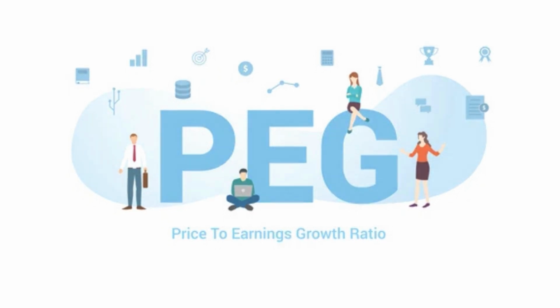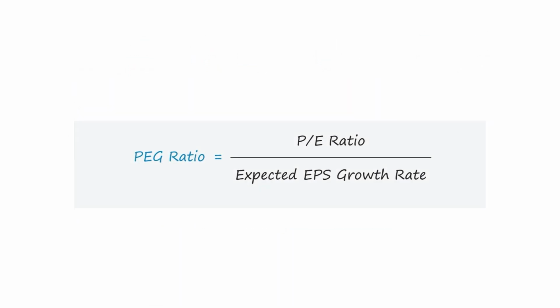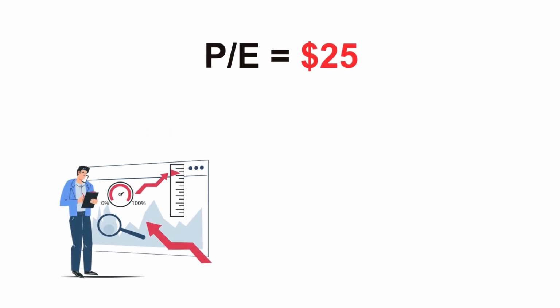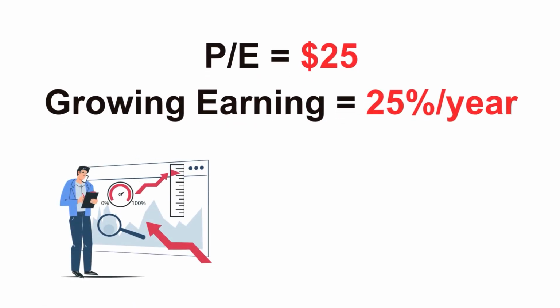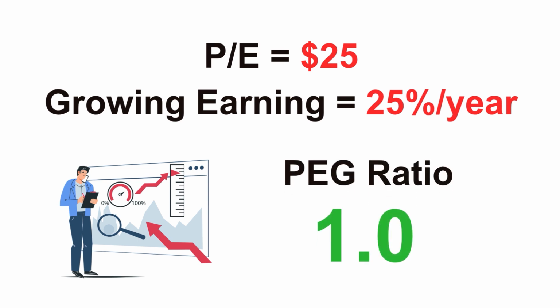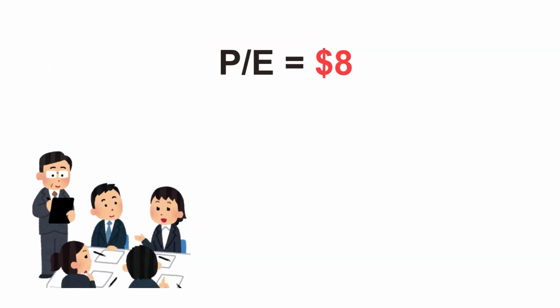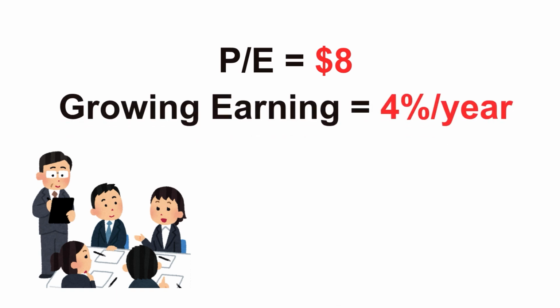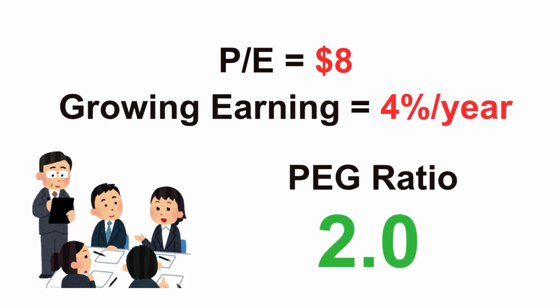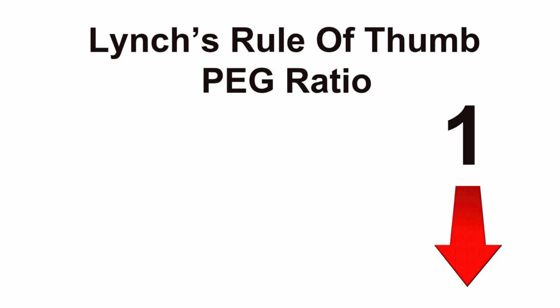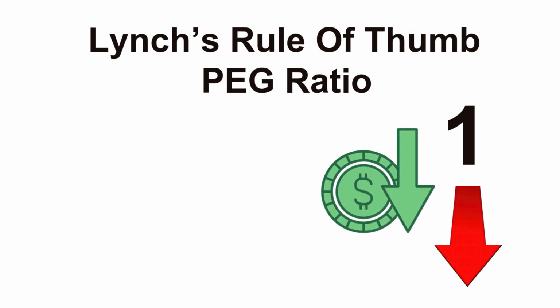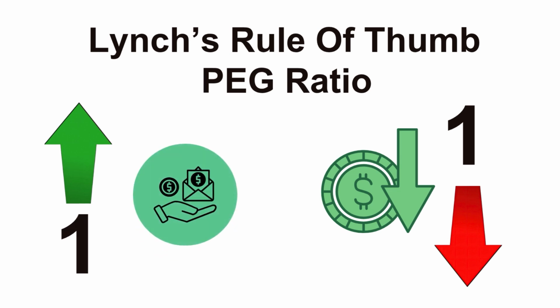Enter the PEG ratio. This takes the PE ratio and divides it by the company's earnings growth rate. So if a company has a PE of 25 and is growing earnings at 25% per year, the PEG ratio is 1.0. If another company has a PE of 8 but is only growing at 4% per year, the PEG ratio is 2.0. Now the picture looks completely different. Lynch's rule of thumb was that a PEG ratio below 1 suggests the stock could be undervalued relative to its growth, and above 1 might mean you are overpaying for that growth.